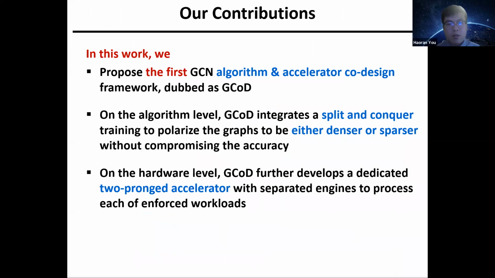To answer those questions, in particular, we make three contributions in this project. We first propose the GCoD graph algorithm and accelerator co-design framework. On the algorithm level, we integrate the split and conquer training algorithm to polarize the graph to be either denser or sparser without compromising the accuracy. On the hardware level, GCoD further develops a dedicated two-pronged accelerator with separate engines to process each of the enforced workloads. And next, I will elaborate on each point.